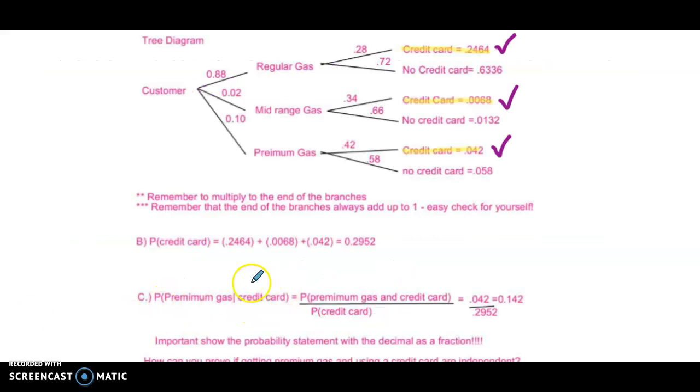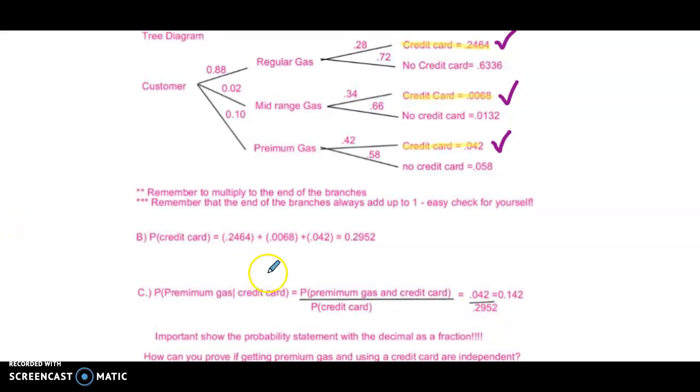So premium gas, given that they've paid with credit card, is the probability of both occurring, premium gas and credit card, all over the probability of just paying with a credit card. You need to show this fraction, the 2 decimals divided by each other. That is really important to make sure you do. Now, go back to our tree diagram and say premium gas and credit card. That's this portion right here. That's the 0.042. What's the probability they paid with a credit card? You had to add those 3 branches to get that answer. Divide the 2 and you get the answer.